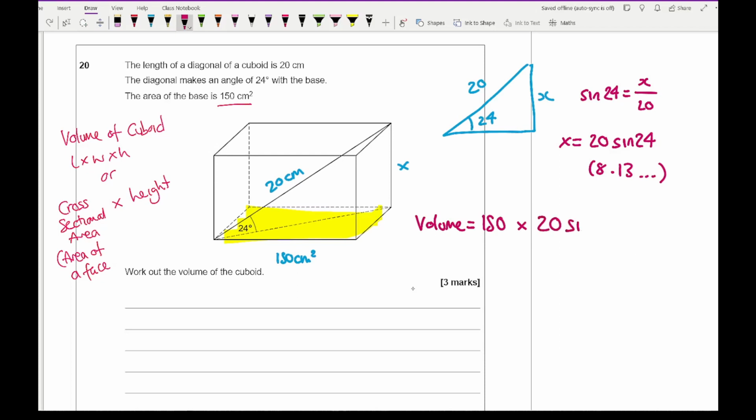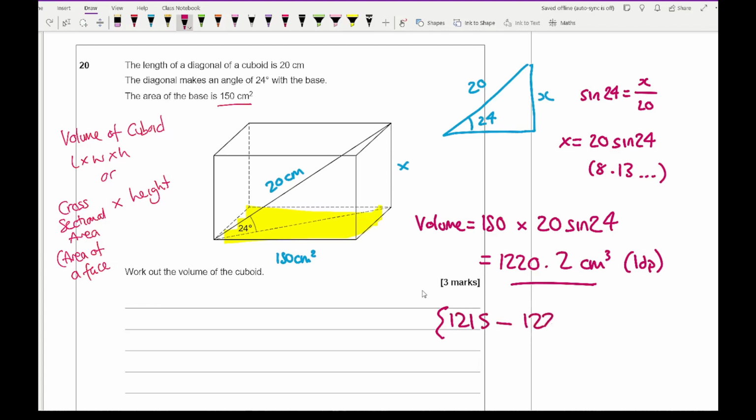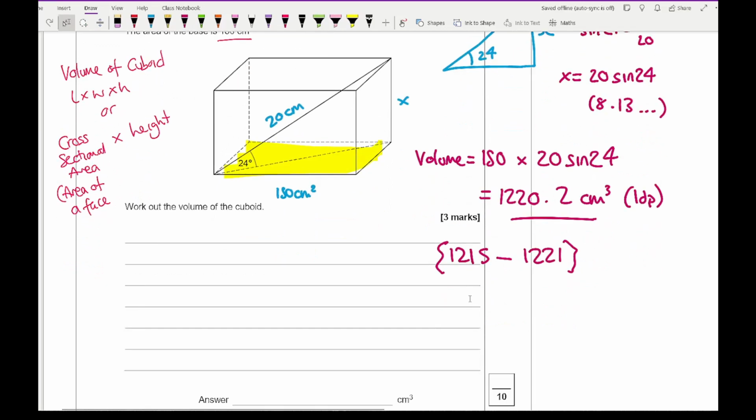Now to work out the volume, it's going to be 150 multiplied by the height, which is 20 sine 24, or 8.31, and if I just type that into my calculator, I get an answer of 1220.2, and that's centimeter cubed, and that's been rounded to 1 decimal place. Now in the mark scheme they would accept any answer that's between 1215 to 1221. It all depends on the rounding that you've used. I've used the exact value, hence why it's probably near the more upper end of that range.